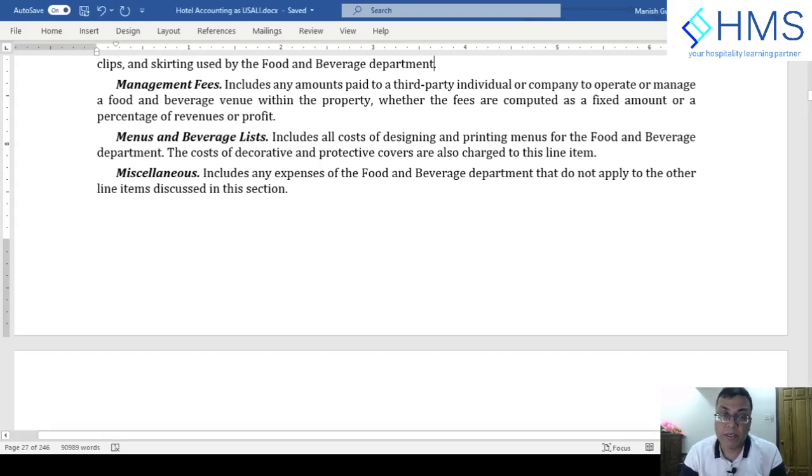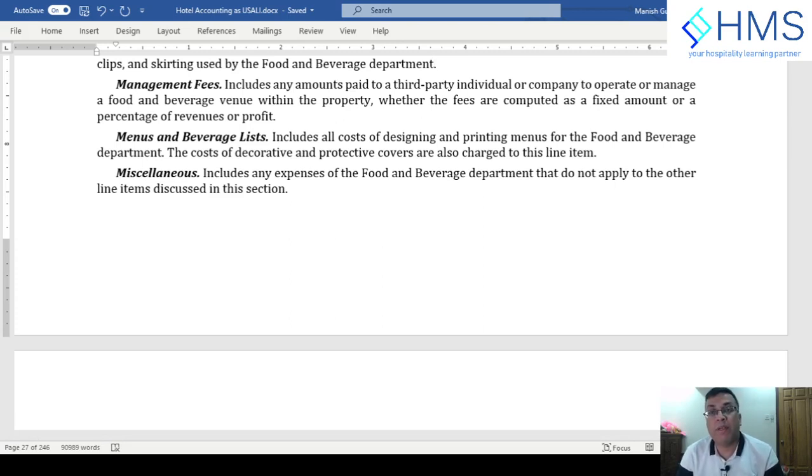So we were discussing the food and beverage cost. Now the next line item that we need to discuss is the management fees. Sometimes the hotel may have a third party to manage the restaurants, while the other parts of the hotel are managed by the company itself.